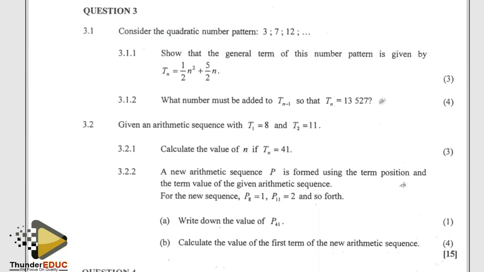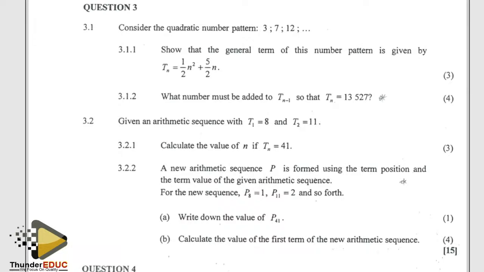Then question number 3 is still sequences and series, but they're telling us we must consider this quadratic pattern. Can we show that the general term of this pattern is given by this? So remember, by virtue of definition, a quadratic pattern must have two differences. We know that from 3 to 7, that's plus 4. And then that is a 5, which means our second difference is just a 1. So this one is being represented by 2a. Divide both sides by 2, which means a is a half, which we have here.